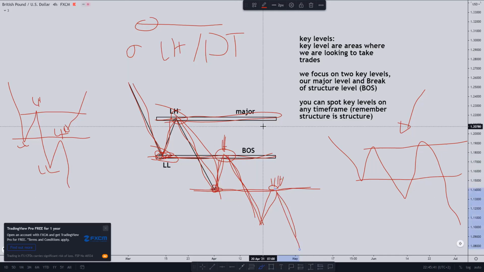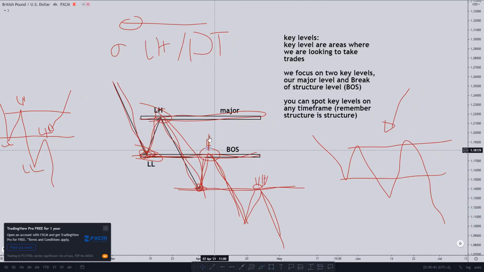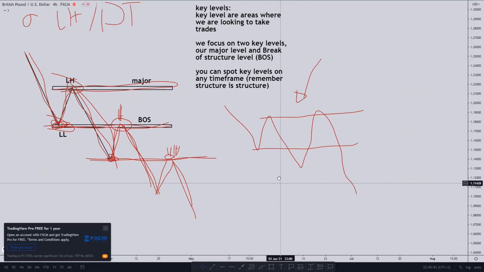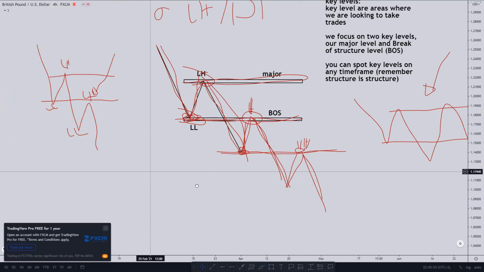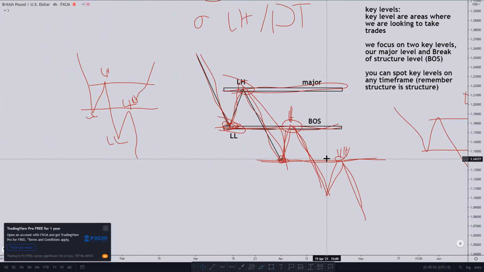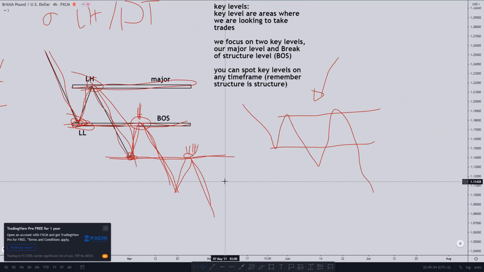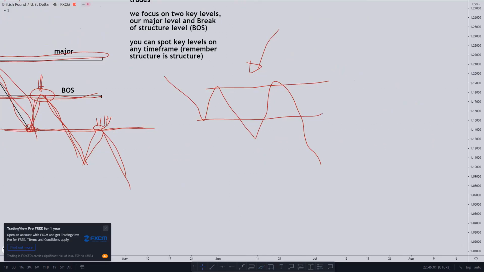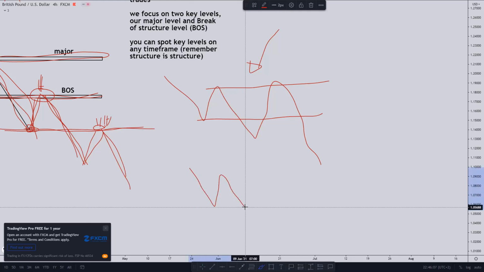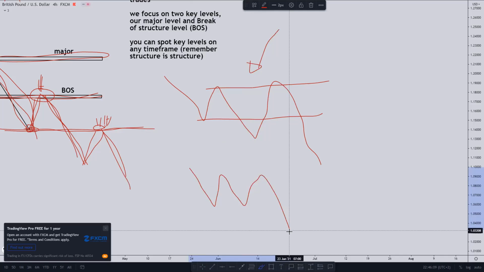So now, in terms of a major level, let's come to this side. So this example is this one here, right? Same as this one. So now let me show you the major level. On a major level, it's an area where mostly you're going to get double tops.